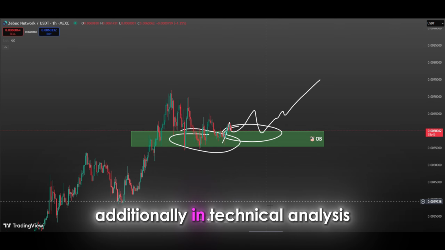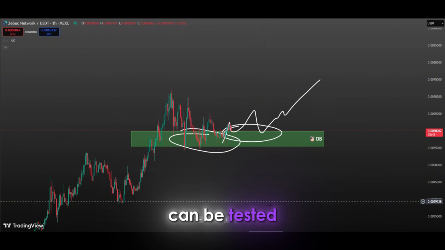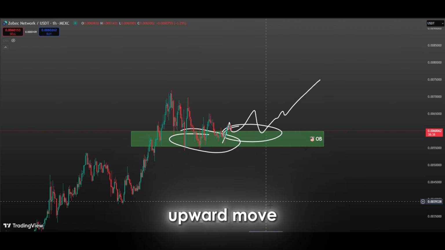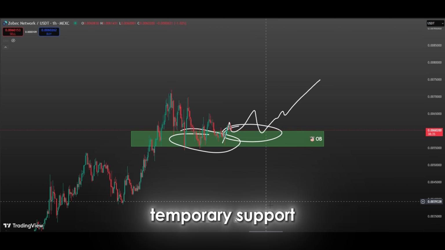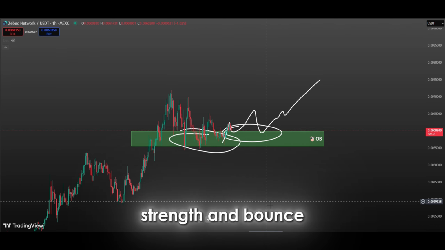If a similar setup forms now, there is a high likelihood that the price will once again move upward with strength. Additionally, in technical analysis, the interaction between price and these bullish blocks can be tested multiple times, not just once. In this regard, if the price revisits this area and consolidates for a while before making an upward move, it would technically lay the foundation for a healthy and strong rally. So this area does not only serve as a temporary support, but also as a solid base from which the price can gather strength and bounce.